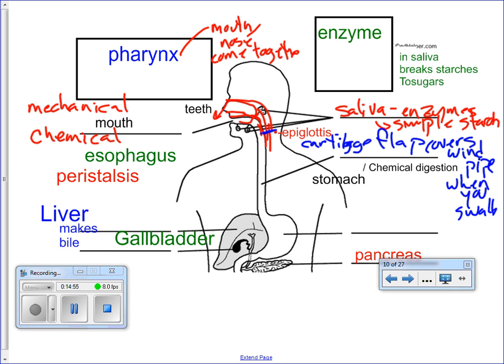All right, next. When the food goes down the correct tube, it goes down the esophagus. I know my pictures are not on the proper lines. This is the line that would be the esophagus here. The esophagus is a muscular tube that connects the mouth to the stomach. Peristalsis in the esophagus moves that chunk of food down.